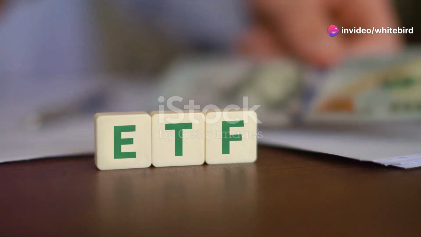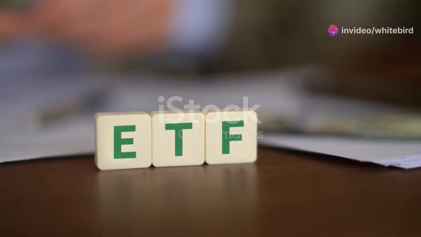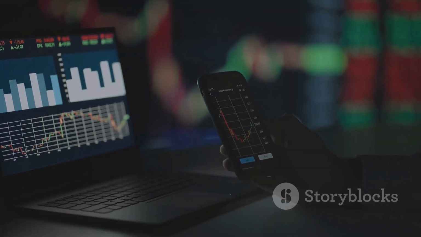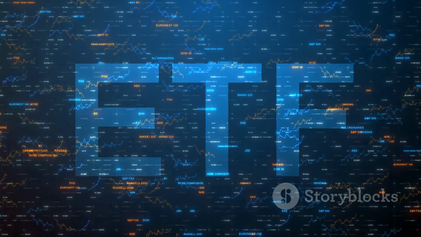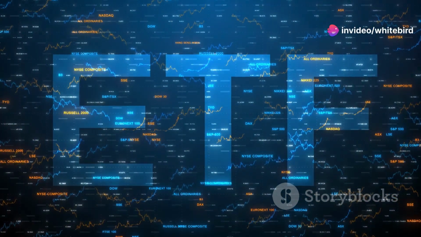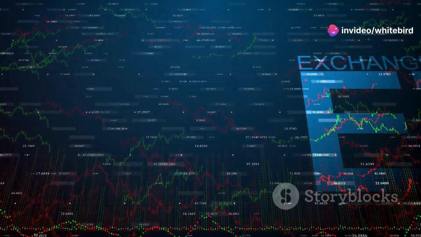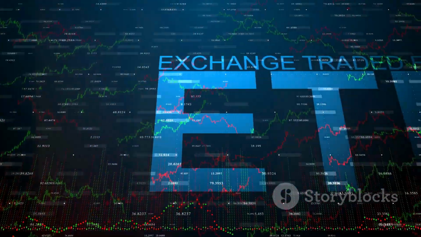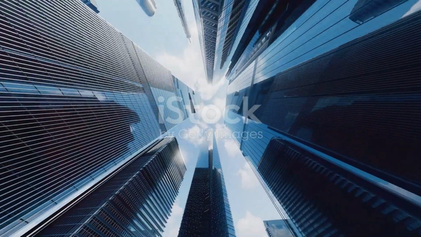Structure of ETFs. First, we have the pooling of funds. ETFs pool money from many investors to purchase a diversified portfolio of assets. This can include stocks, bonds, commodities, or other securities. Next, we have shares. Investors can buy shares of the ETF on an exchange, which represents a fractional ownership of the fund's underlying assets.